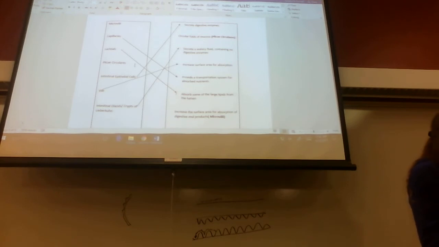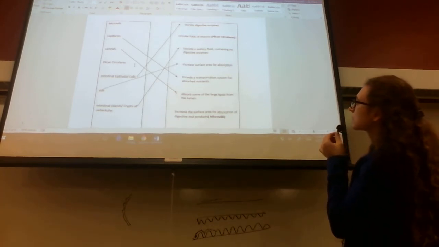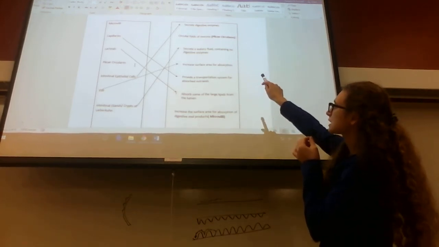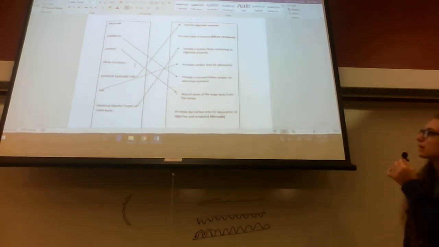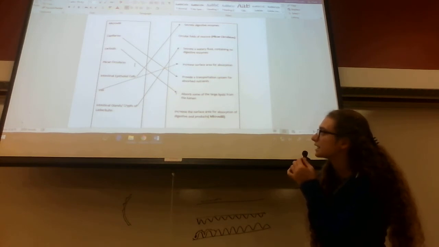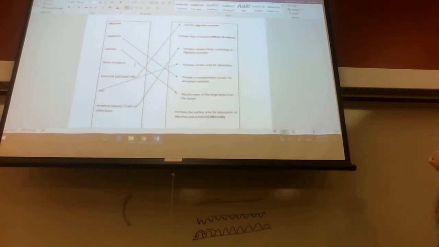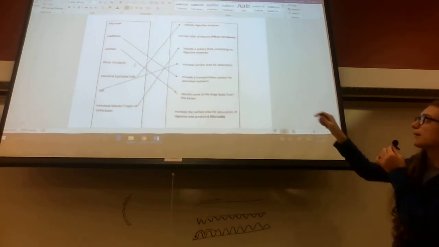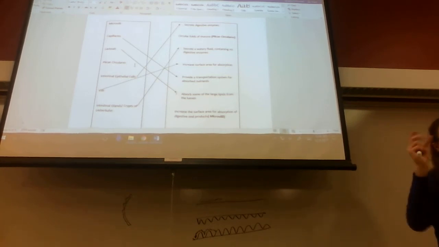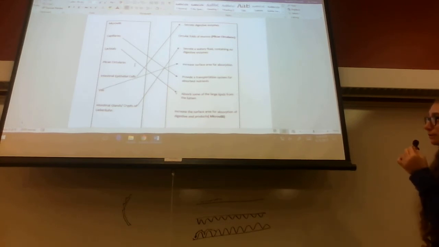The next one is at the second from the top, circular folds of mucosa. This is plicae circulares. I botched that one. But they're circular folds, so see circular, that makes sense. The next one, intestinal epithelial cells are at the very top. These secrete digestive enzymes. So epithelial cells is a layer of cells. These secrete digestive enzymes for you to break down food.